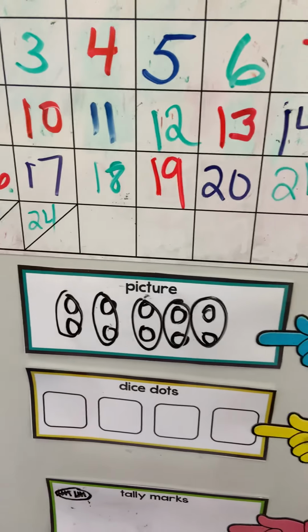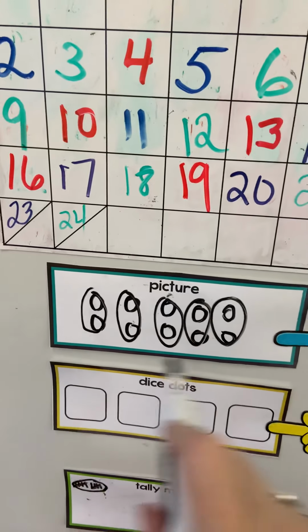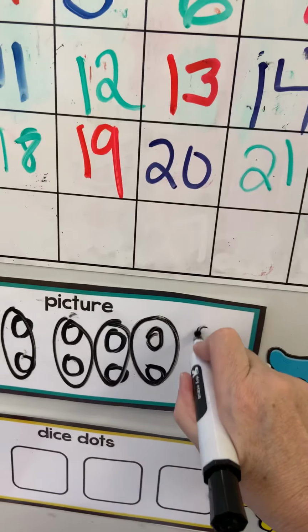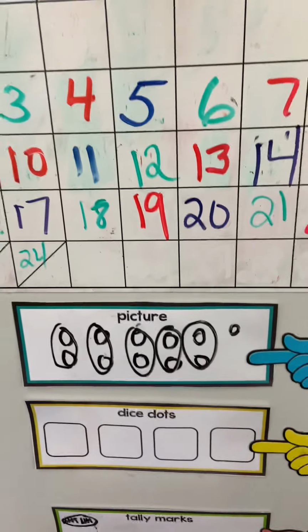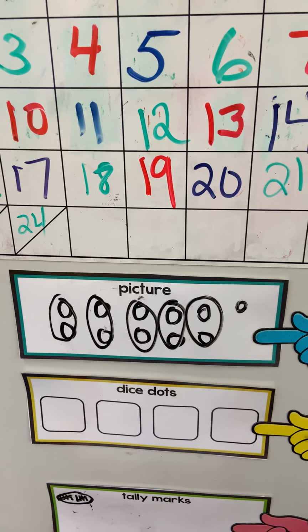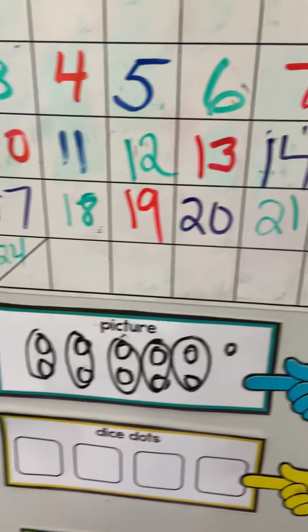So let's look at our picture. Last week I had an even 10, didn't I? Okay, today I'm going to add one more, and as you see, I have an odd number. Here's the odd guy out.